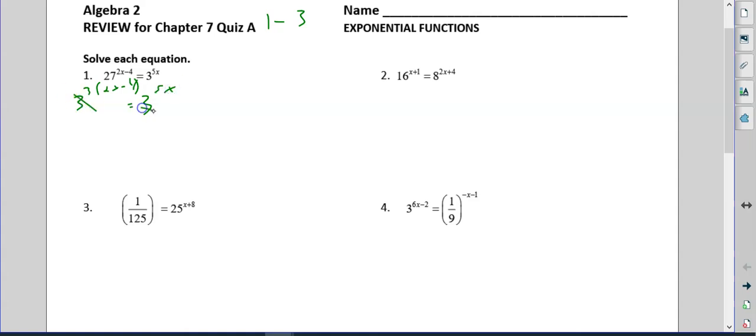At this point, we can get rid of this. To save space, I want to just distribute the 3 right now. So that's going to give me 6x minus 12 equal to 5x. I don't know why I just rolled 50.